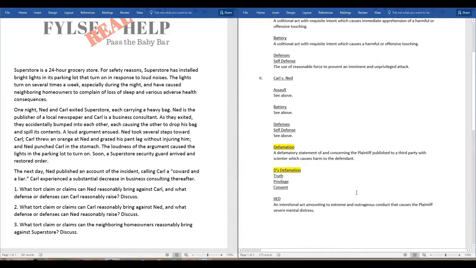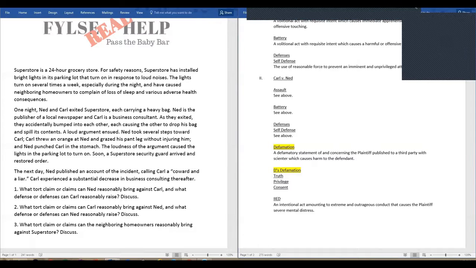So in this specific fact pattern, we're going to focus on defamation, and defamation is kind of in the middle of everything. The funny thing about defamation is, if you look in the fact pattern, one of the things that you'll notice is that Ned published an account of the incident. It is this one tiny sentence that brings up this whole giant discussion. So we're going to get into our defamation discussion now.